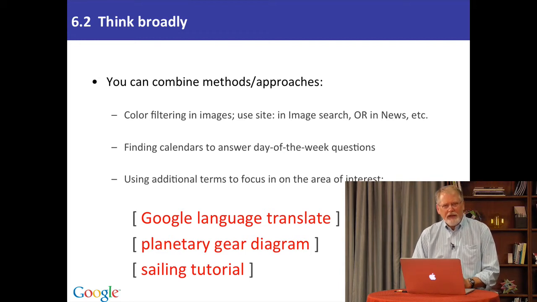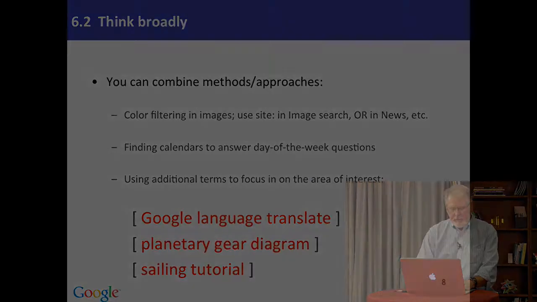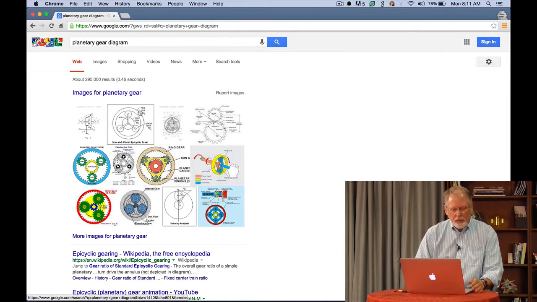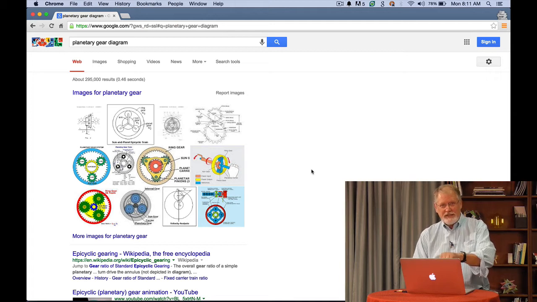But you can also add in extra words like diagram. For example, planetary gear diagram will give you beautiful planetary gear diagrams so you understand what that is. Or clipper ship diagram, sailing tutorial, you get the idea. Let me just illustrate this really quickly. Let's do that first example. Planetary gear diagram. And you can see we have beautiful results here, all these different diagrams of how a planetary gear works. You may not know what a planetary gear is, but now you can see and get the overview by looking at all these images.